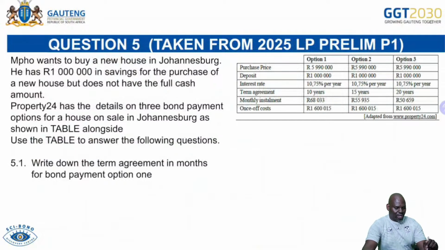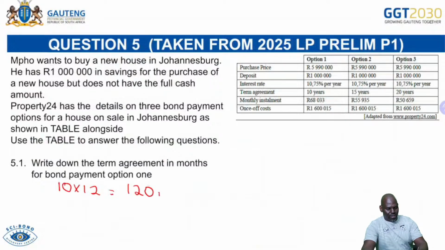Question 5.1: write down the term agreement in months for bond payment option 1. So this is option 1. Then we can see the term agreement is 10 years. We just need to convert the 10 years to months. There are 12 months in a year, so we take 10 multiplied by 12, and we get 120 months.